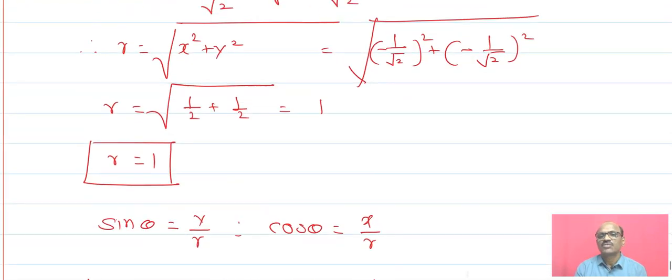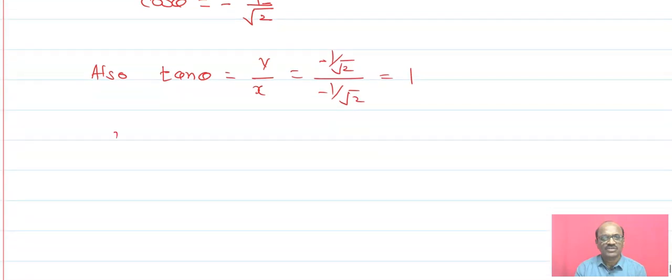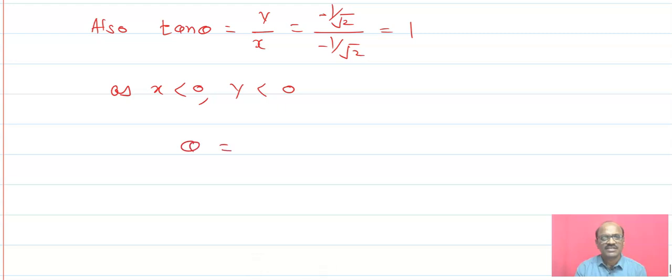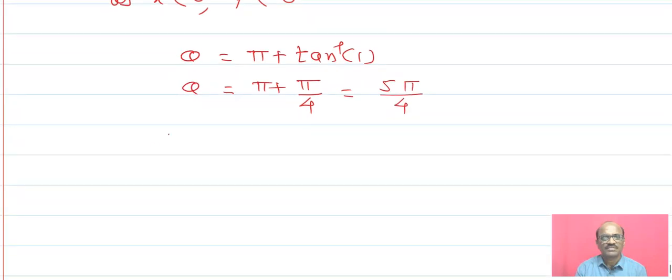Now here sin and cos both are negative, therefore the point lies in the third quadrant, and tan theta is equal to y upon x, that is equal to 1, and again x is negative, y is negative, and that's why theta is equal to pi plus tan inverse of 1, that is pi plus pi by 4, and that is equal to 5 pi by 4. Theta is equal to 5 pi by 4.